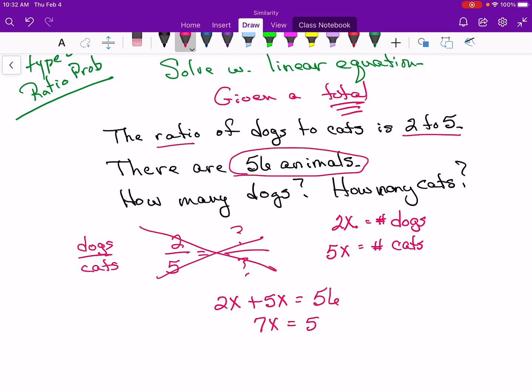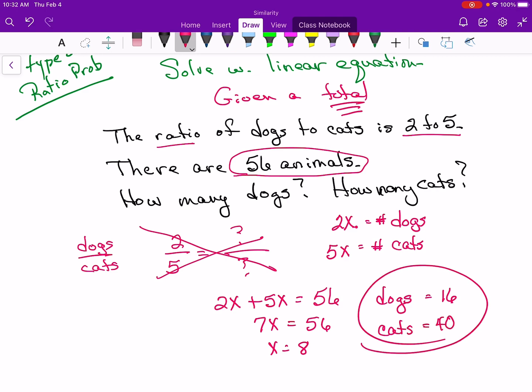7x is 56, so x is 8. The number of dogs is 2 times 8 or 16. And the number of cats is 5 times 8 or 40. And if you double check those, add the 16 and the 40 together, you do get 56. So we know we have the right answer.